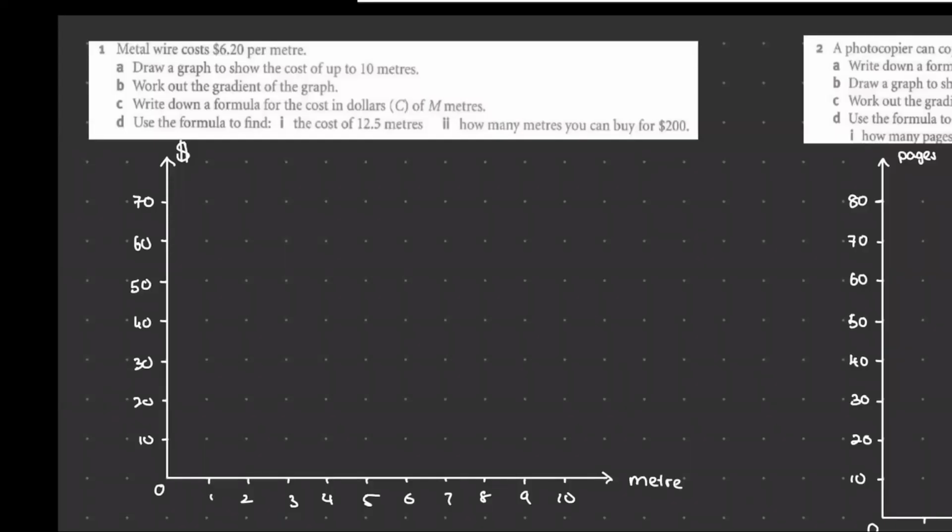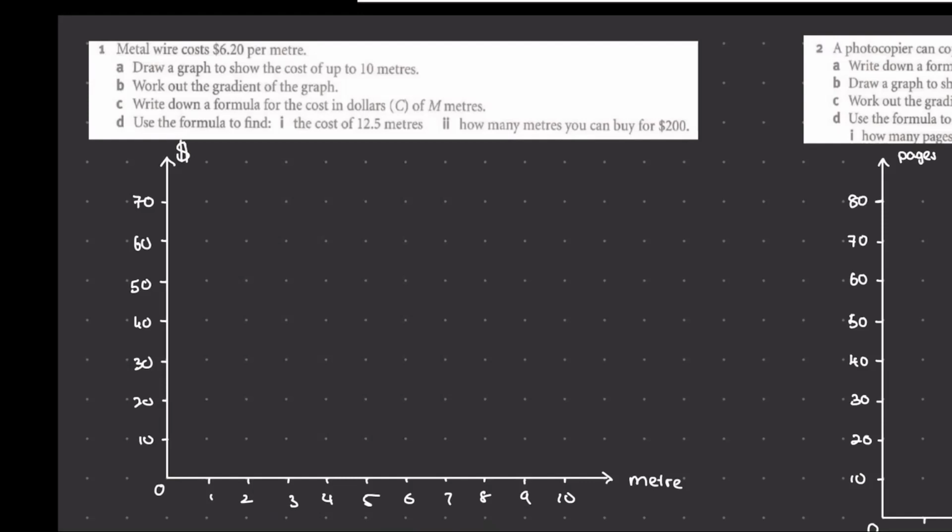Now we're looking at 18.5. Metal wire costs $6.20 per meter. So that's the question that we're looking at right now. Draw a graph to show the cost up to 10 meters.